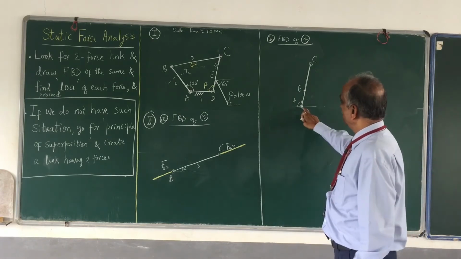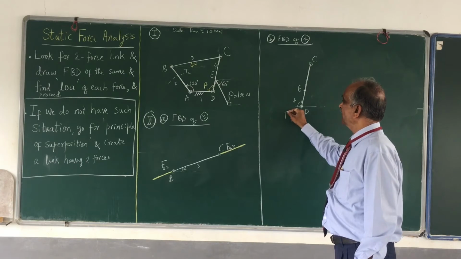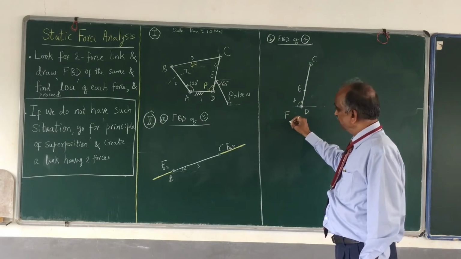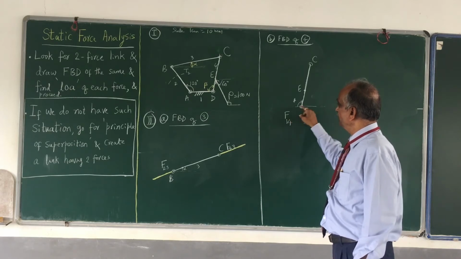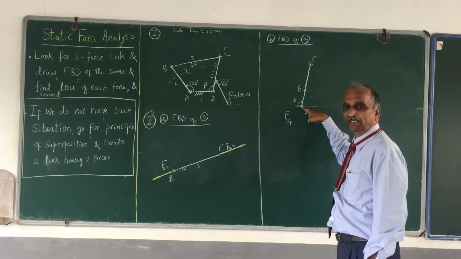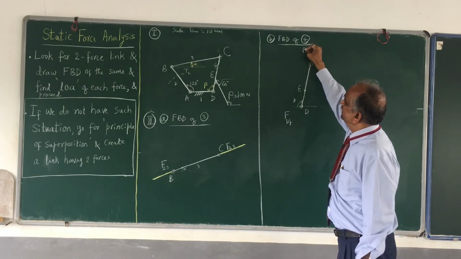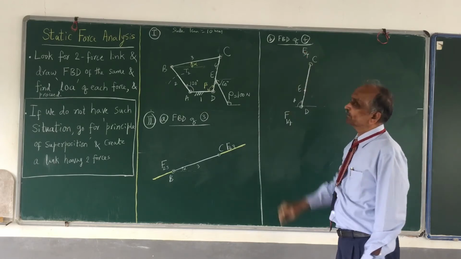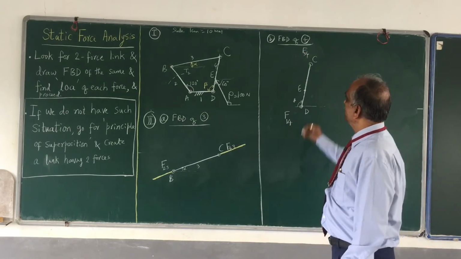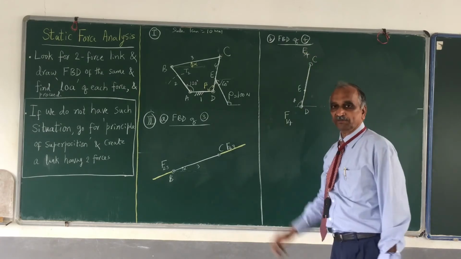So what force do you have at D? What is the name of the force? That force is from link 1 acting on link number 4. There is a force F14 at D. And what is the force at C? That force is the force from link number 3 acting on link number 4. In addition, do you have any idea about F34?